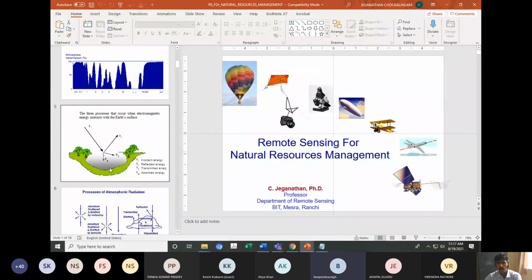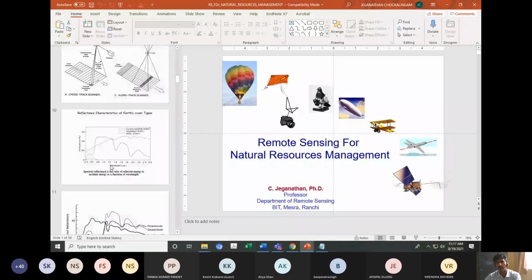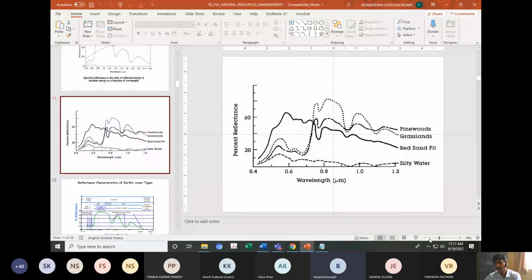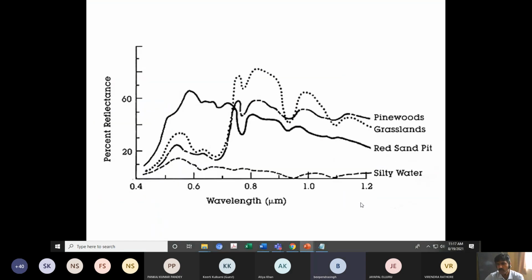I have a clear-cut one, information that would be easy. Yeah, okay, I'll show you here. Can you see this profile? Yes, sir. You see, the x-axis is the wavelength, the y-axis is the percentage of reflectance from different vegetation or land cover features. You see the grassland. The grassland is a dotted line.